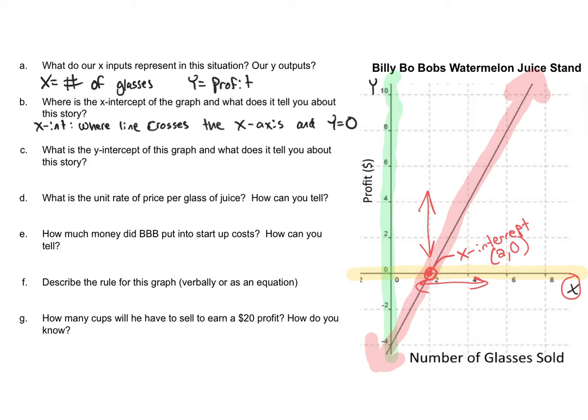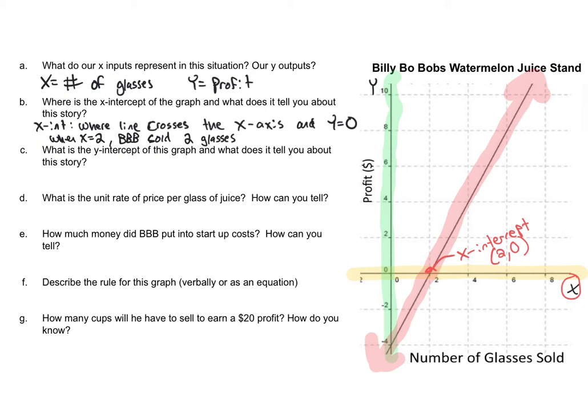Okay, so let's talk about what this means here. What does it mean to have this point here when x is 2 and y is 0? Well, if x represents the number of glasses sold and x is 2, that means that Billy Bo Bob has sold 2 glasses of juice. So when x equals 2, Billy Bo Bob sold 2 glasses of juice.